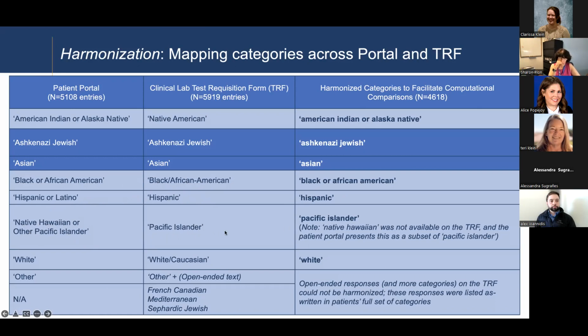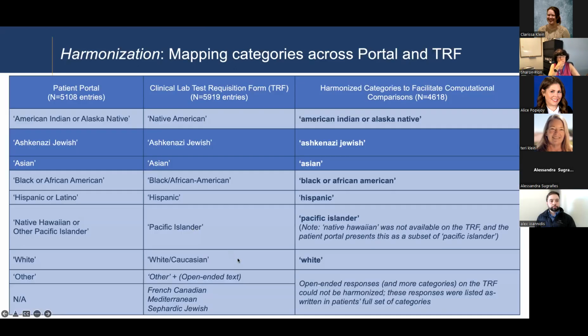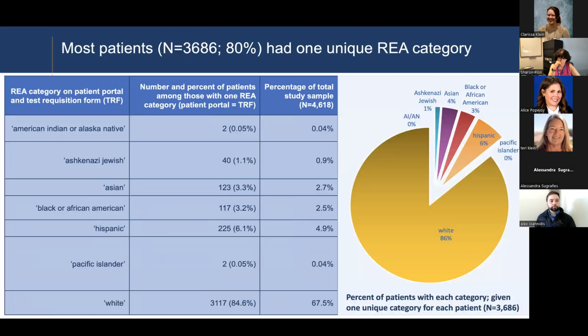Also, since Native Hawaiian wasn't listed in the TRF, we didn't want to impose that. And then for White or Caucasian, we dropped the Caucasian for obvious reasons, but also because it wasn't in the patient portal. So this is our harmonized set of categories that we could compare across the TRF and the patient portal to see how many of them matched.